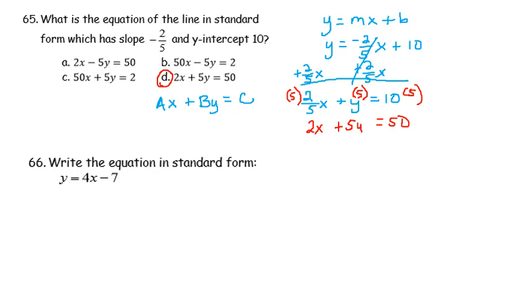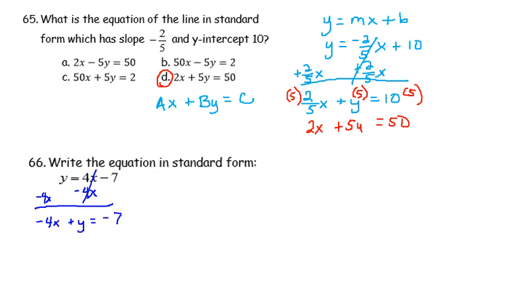The next one, it says write the equation in standard form. Well, same process here. We're going to subtract the 4x on both sides. Those are going to cancel out. That gives me -4x plus y equals -7.